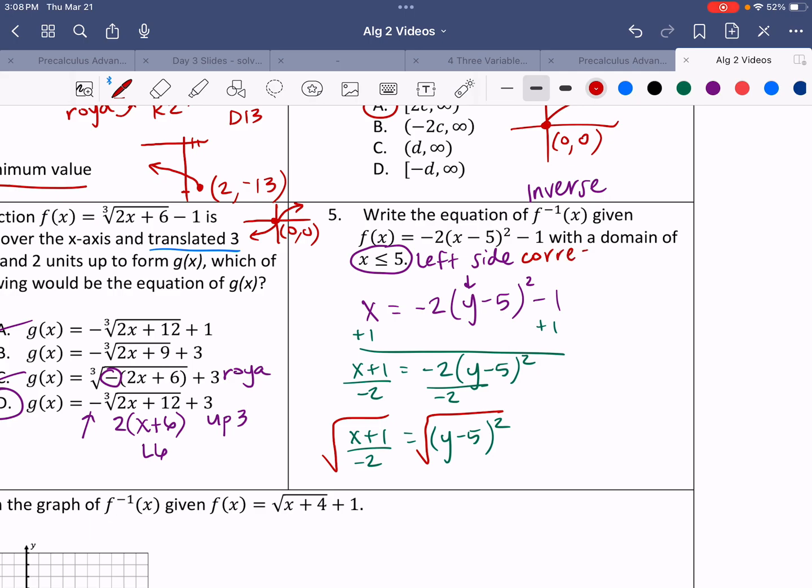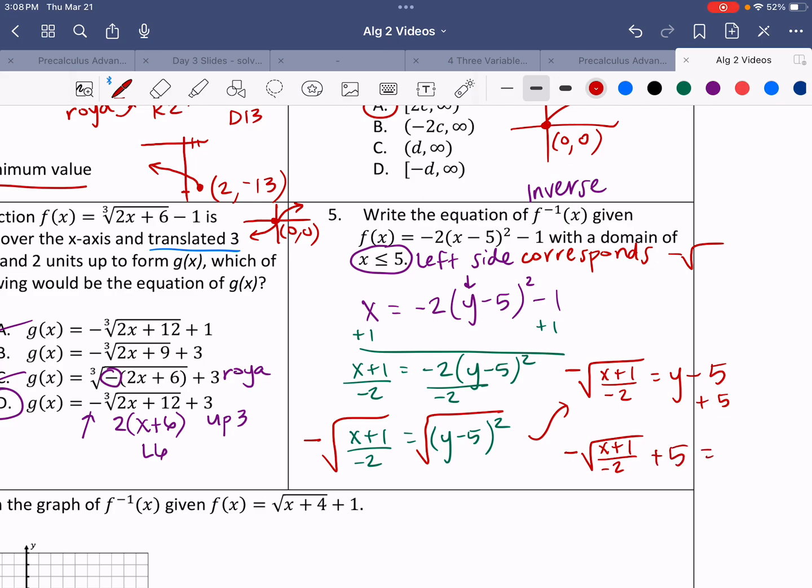The left side of the parabola always corresponds to the negative square root. So this is going to just be the negative square root of x plus 1 all over -2 equals y minus 5. I'm going to add 5 at the end. That can't enter the square root, so it's just going to go after the square root. Notice the -2 is under the square root.